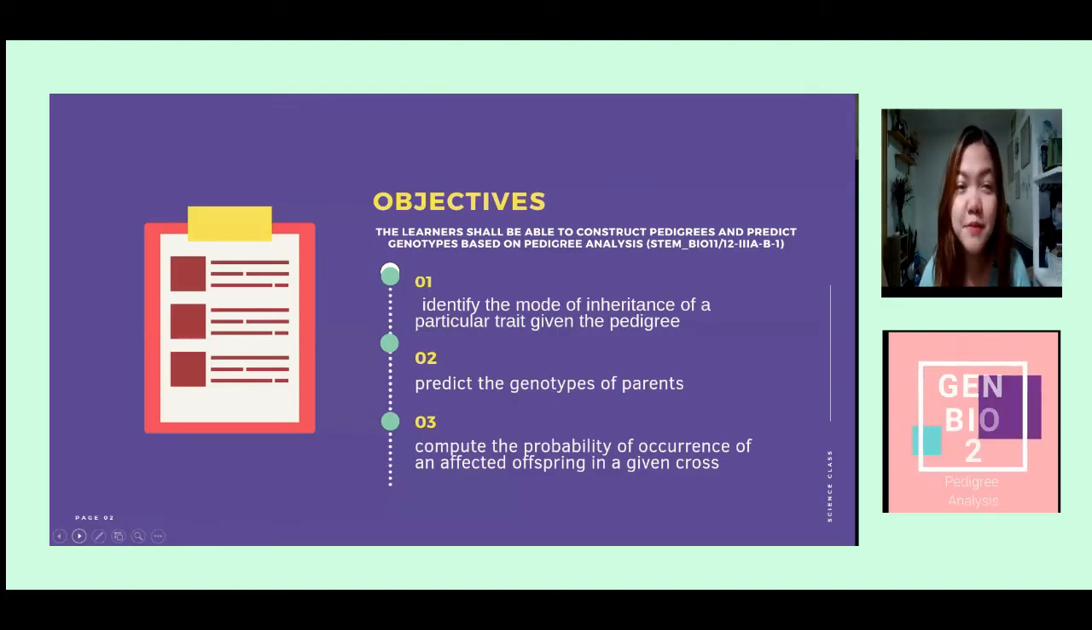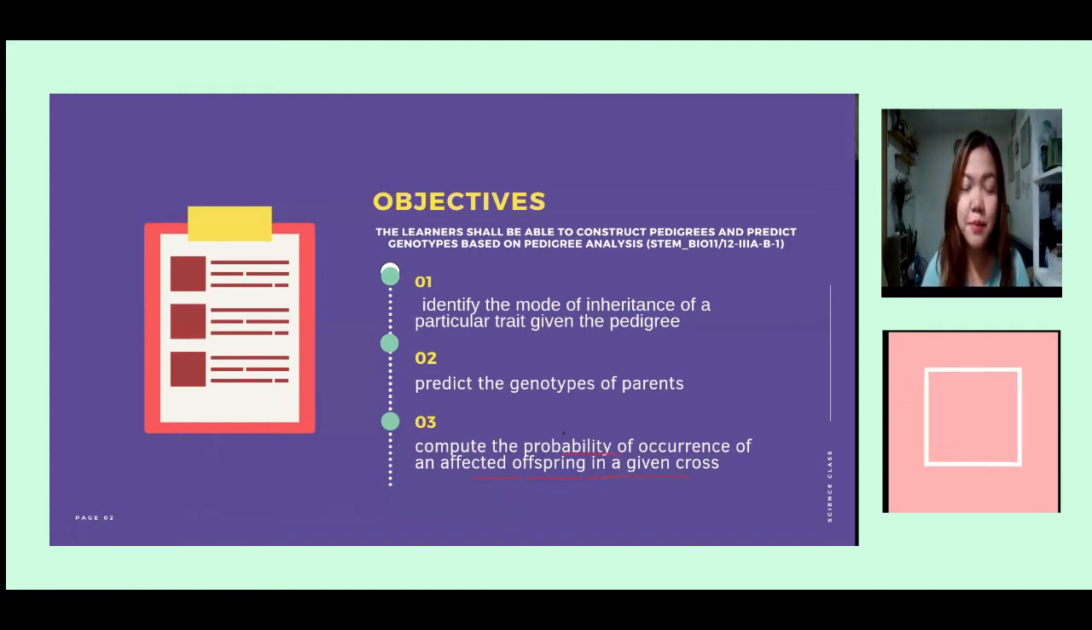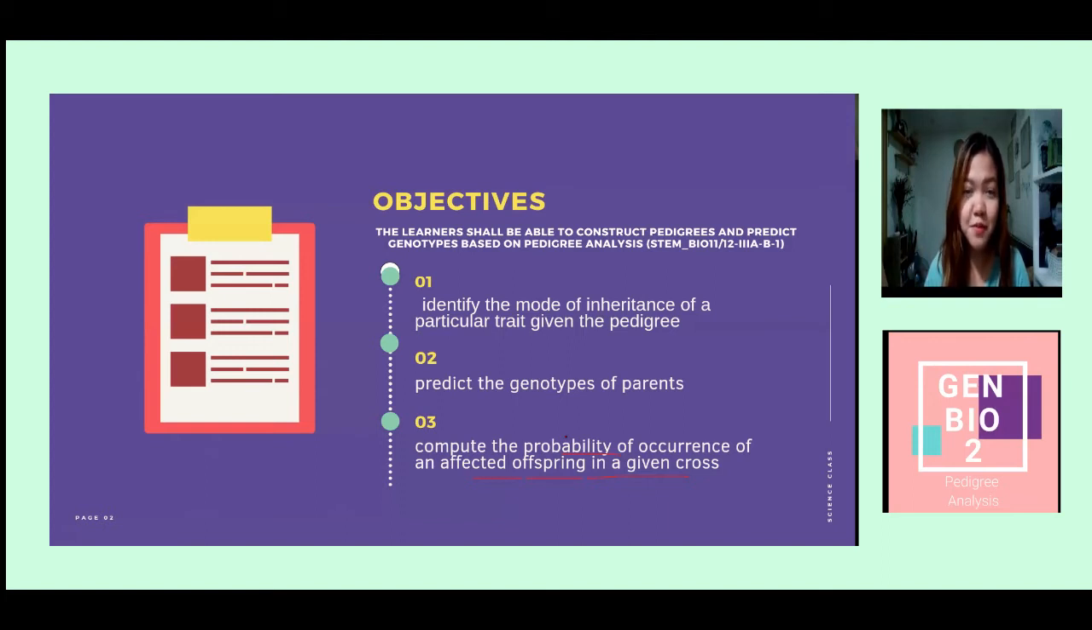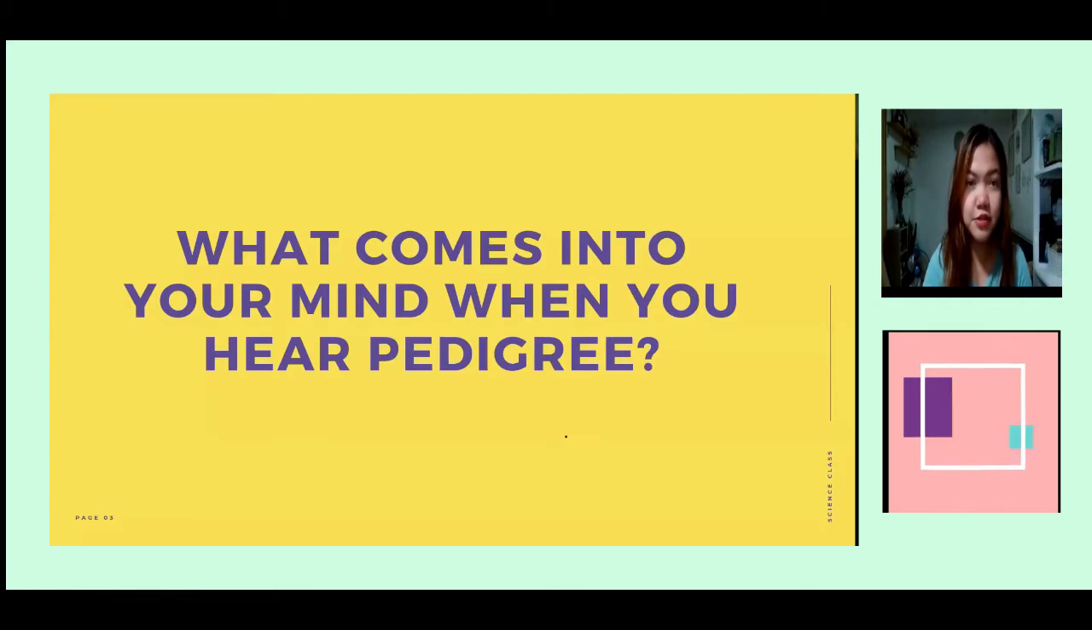So the objectives for this lesson are the following. First, to be able to identify the mode of inheritance of a particular trait given the family. Second is to predict the genotypes of the parents. And third is to compute the probability of the occurrence of an affected offspring in a given cross. So, in advanced genetics, we'll be able to use the law of multiplication from our previous discussion.